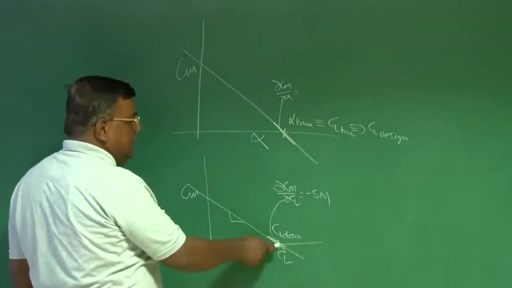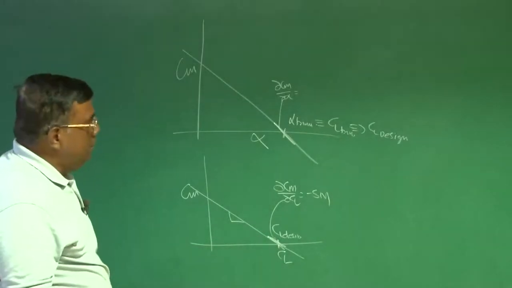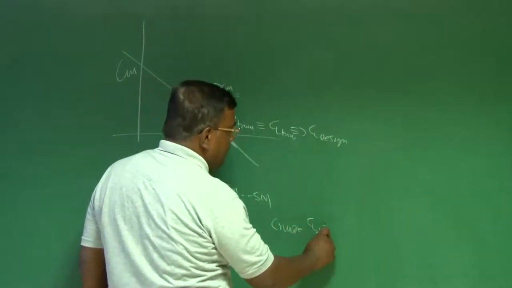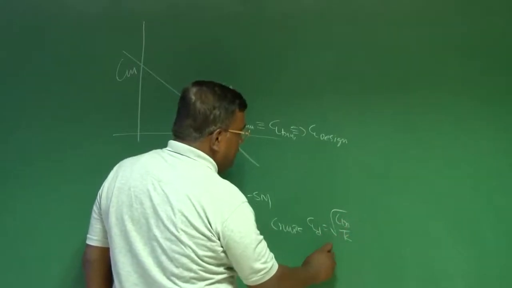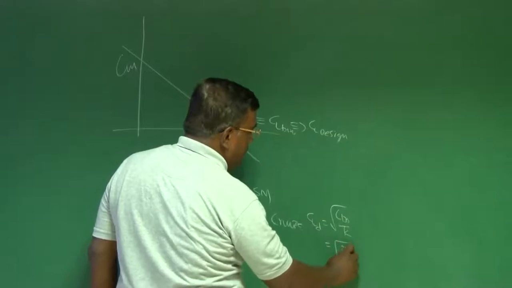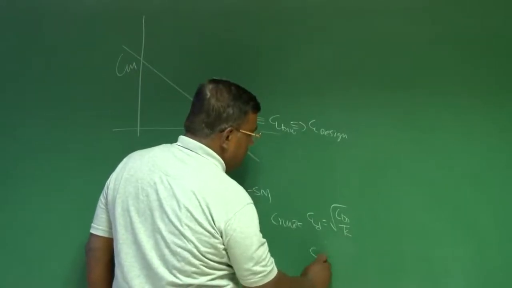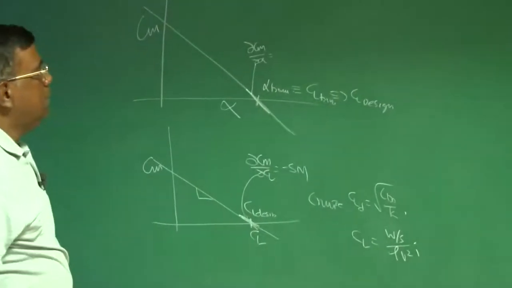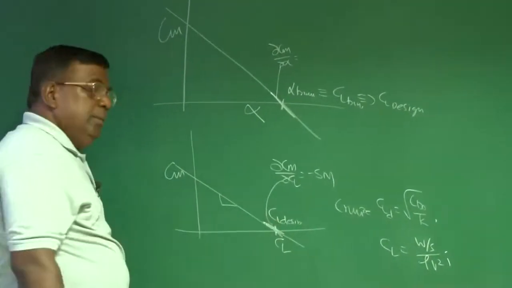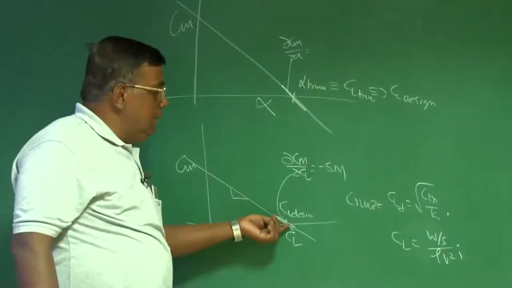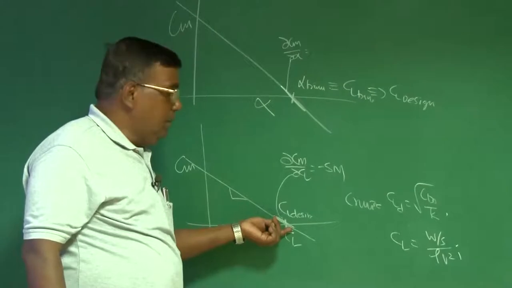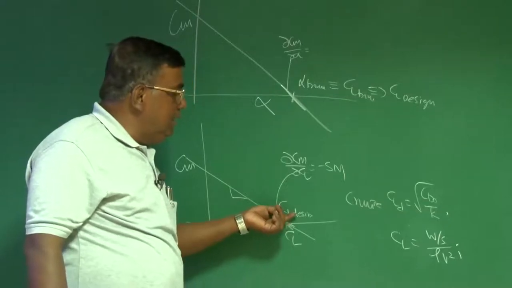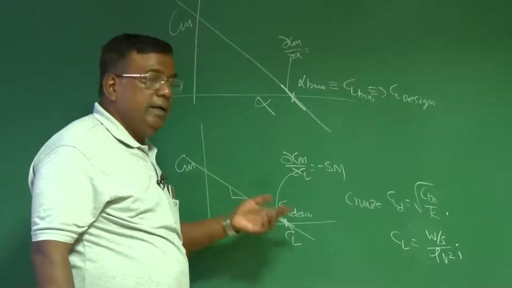So I need to know the CL design. For a cruise, for example, CL design could be under root CD naught by K, it could be 2W by rho V square S, depending upon the situation. Once I know what CL I am going to fly, and for most of my operation this is what I am aiming for, I will always design the aircraft in such a way that I should be able to trim the airplane without deflecting any elevator, right?